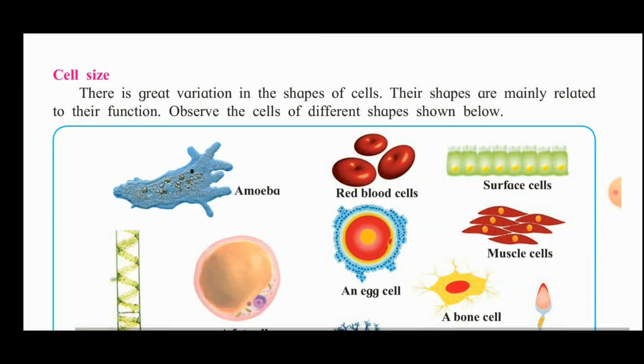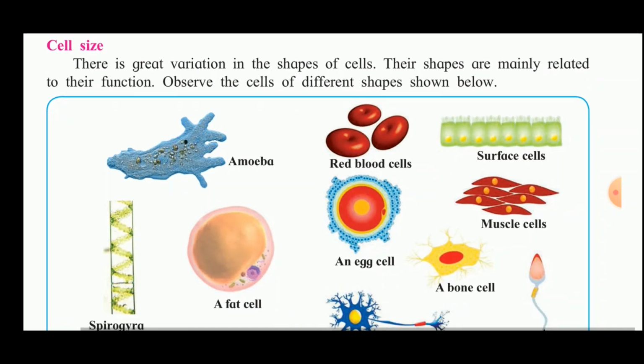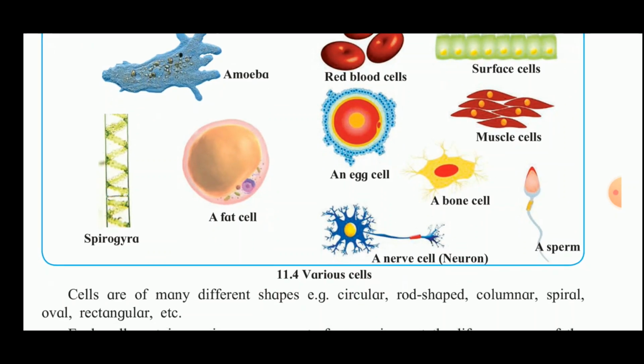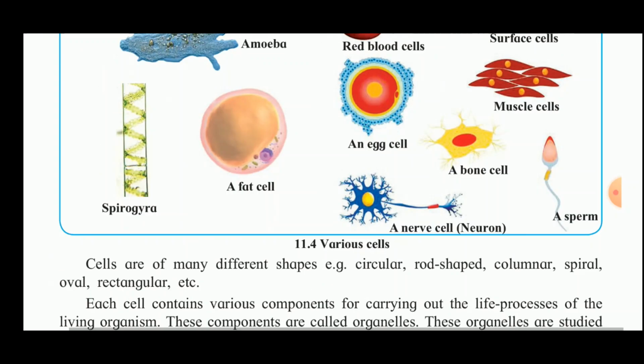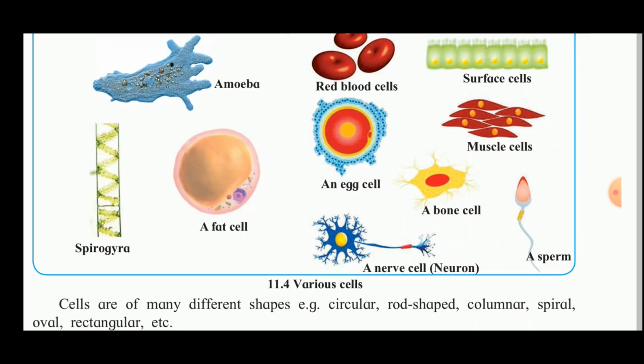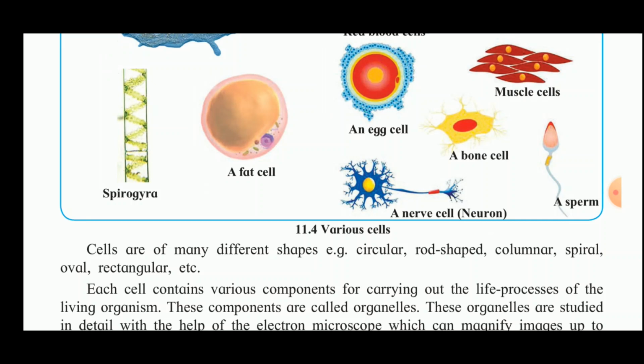Now observe the cells of different shapes shown below. Now this is an amoeba, then red blood cells, surface cells, an egg cell, spirogyra, a fat cell, a muscle cell, a bone cell, a sperm, a nerve cell, etc. So these are the various cells. You can see they are of different shapes. Some are circular, rod shaped, columnar, spiral, oval, rectangular, etc.